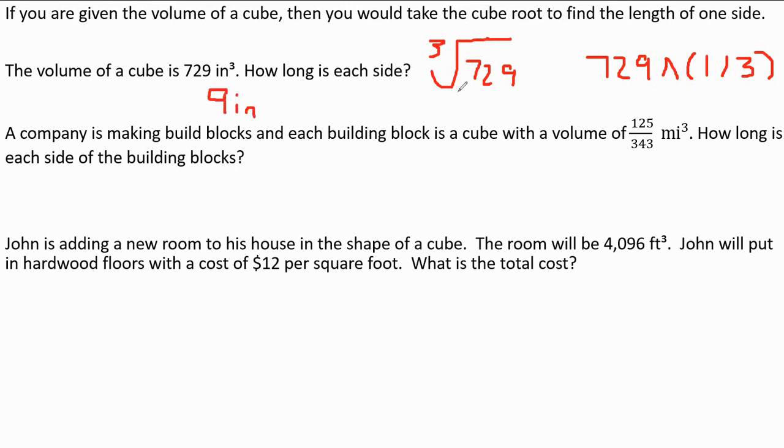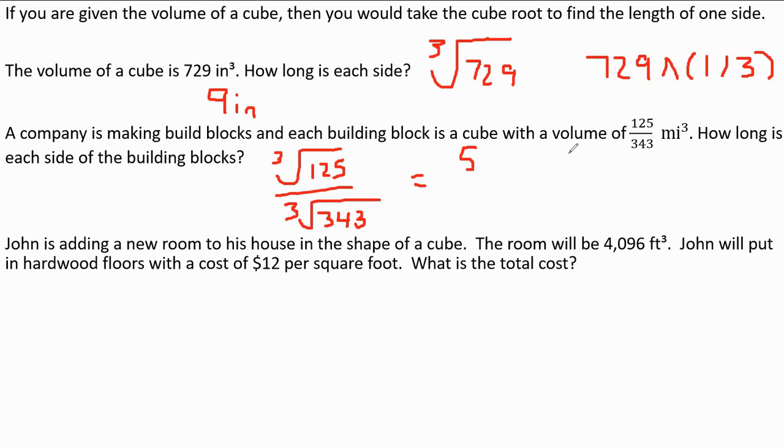A company is making building blocks, and each building block is a cube with a volume of 125/343 miles cubed. How long is each side of the building blocks? Well, this works the same as the square root, where we need to take the cube root of the numerator and then the cube root of the denominator. So what number times itself and then times itself again gets you to 125? Well, that would be 5, because 5 times 5 times 5 is 125.